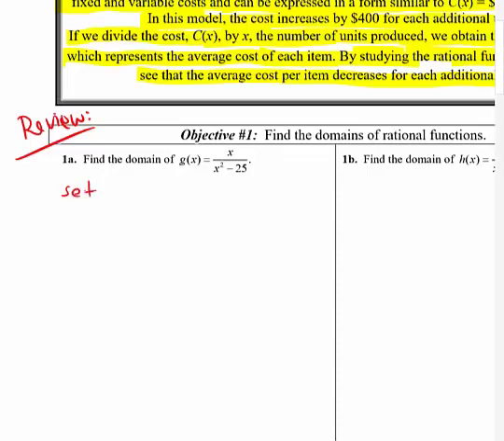So we're going to set the denominator equal to 0 and solve for x. Those will be the values we don't want in our domain. This first denominator, x squared minus 25, if I set that equal to 0, I can get x by itself. I'm going to add 25 to the other side.